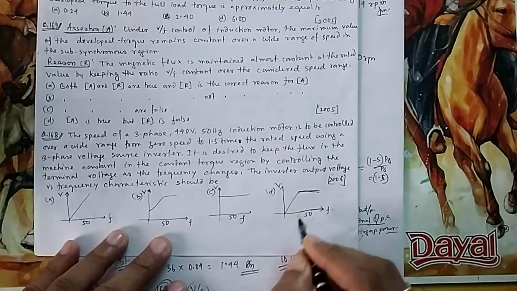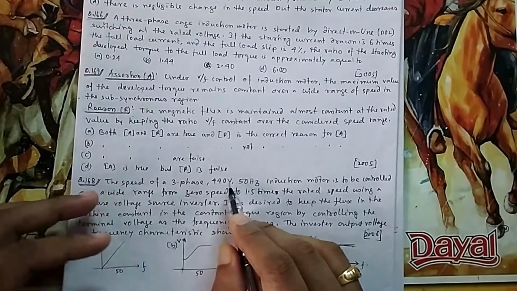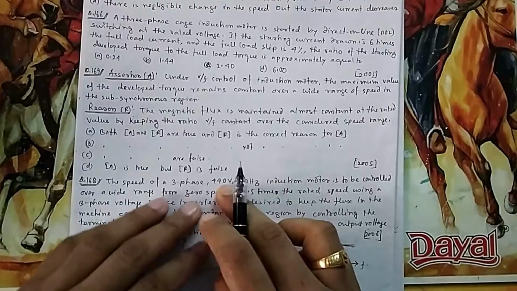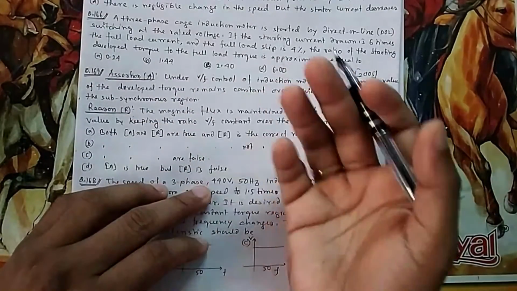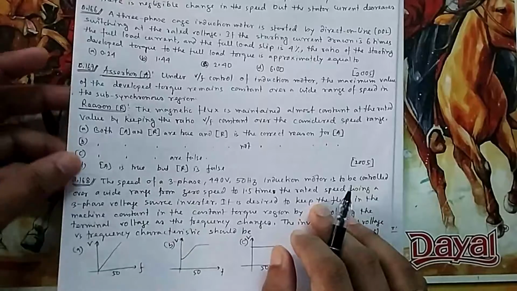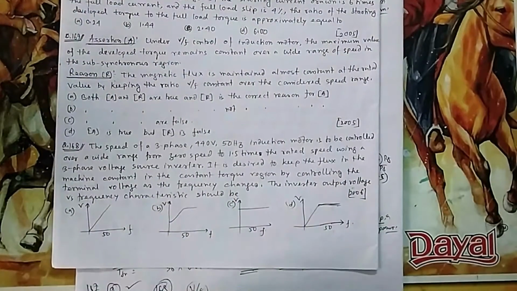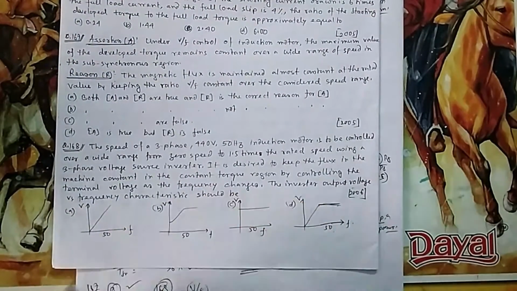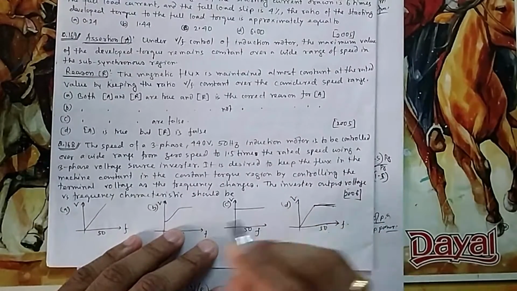Why? Because if you go beyond 50 Hz, you cannot increase your rated voltage, because the source that is feeding voltage is 440. So you cannot increase that voltage any more. So after that it becomes constant, flat. Beyond 50 Hz you cannot increase your supply voltage abruptly, therefore your voltage remains constant.